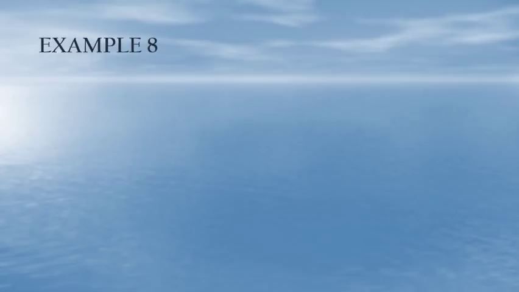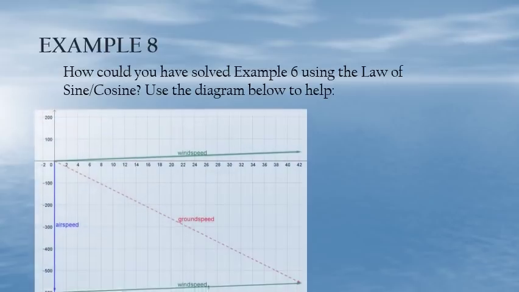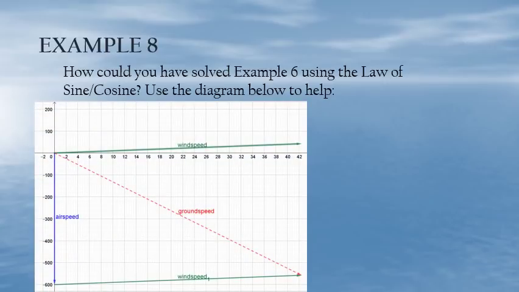The previous two examples have allowed us to solve word problems using the idea of components and vectors. In example 8, the question is, how could you have solved example 6 using the law of sines and cosines? Remember what that problem said. You can go back to that example, but we had a Boeing 737. It maintained a constant airspeed of 600 miles per hour, headed due south, and I've got a picture of that.